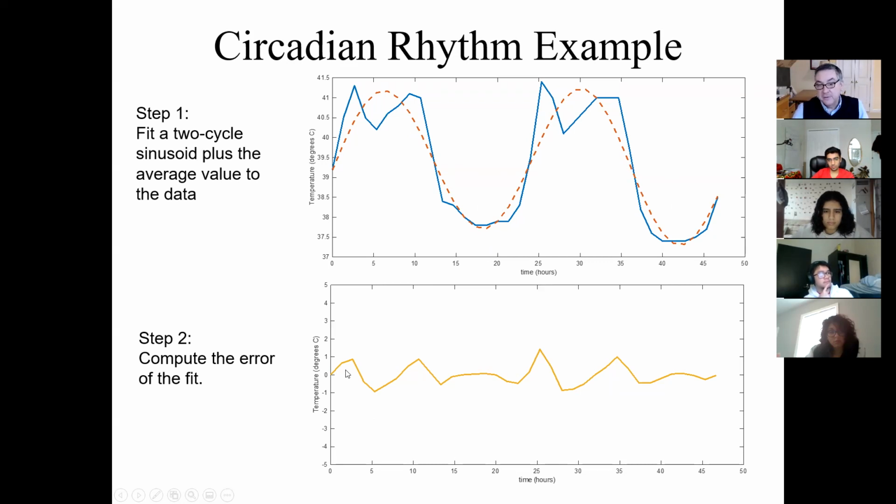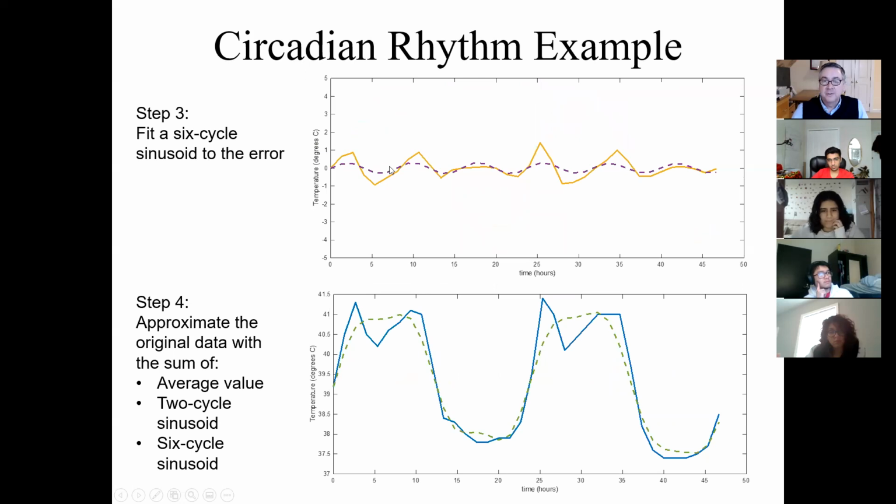And then we can do that again. You could say, oh, 1, 2, 3, 4, 5. There might be about 6 cycles in that one. So let's try fitting a best fit 6-cycle sinusoid to the remaining error, and then subtract, and there's some error left after that. But at this stage, if we bring together the average value, the 2-cycle sinusoid, and the 6-cycle sinusoid, we have something that fairly closely approximates the data, the green dashed line there, but it's not perfect, of course.